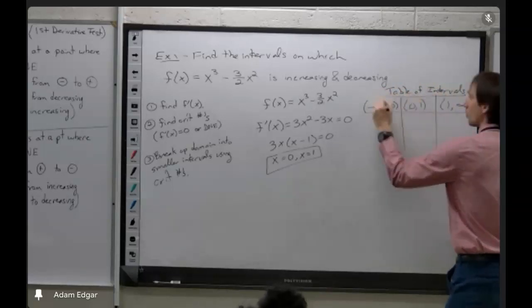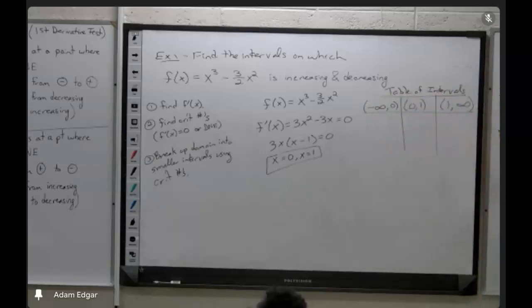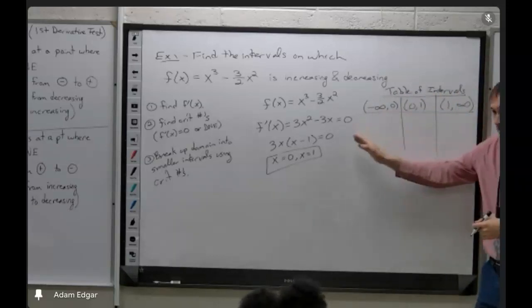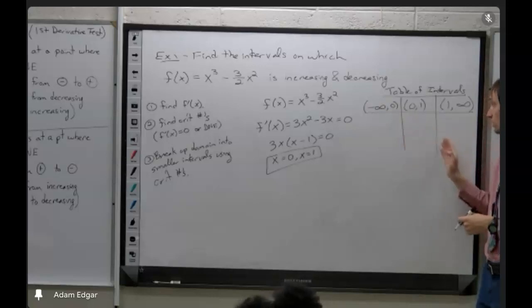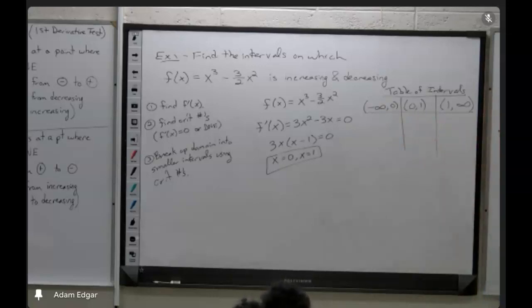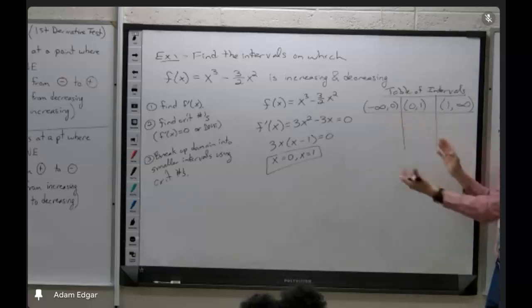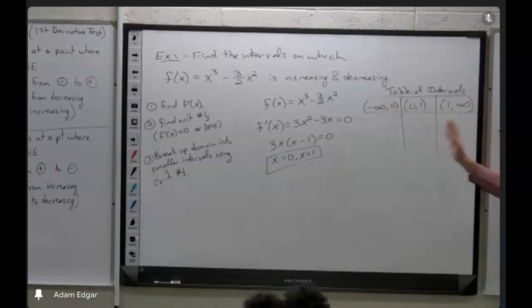Make sure you work from left to right with these. You don't want to go from minus infinity to 1, and then from 1 to 0, and then 0 to infinity. That'll just be weird and confusing because you'll have overlapping backwardsness. So make sure you're working from the left to the right all the way through.